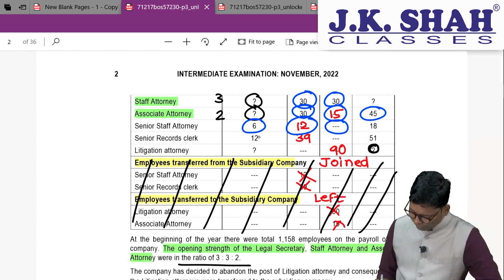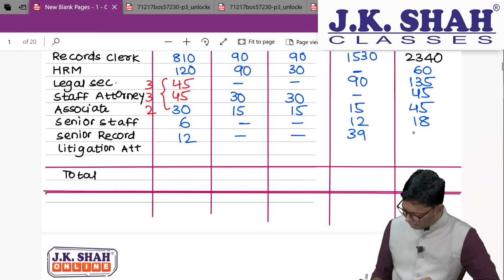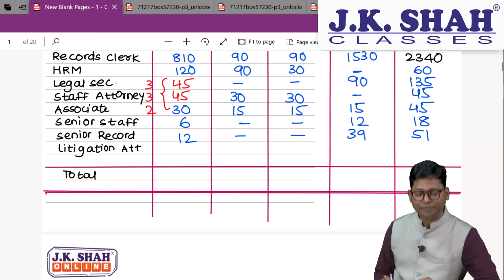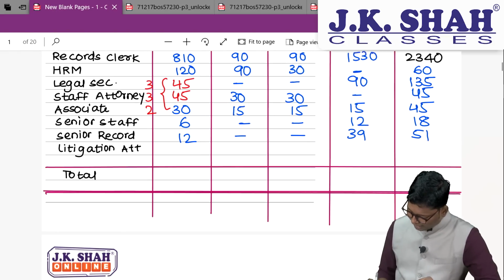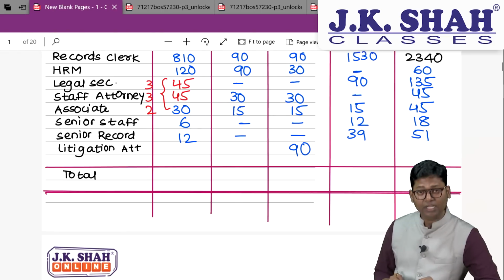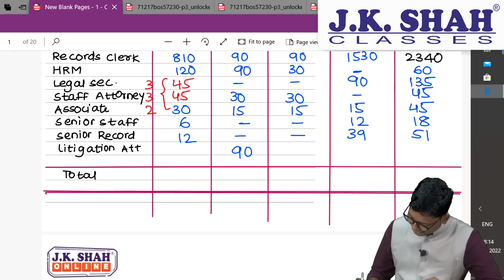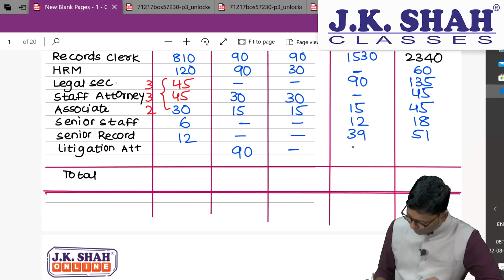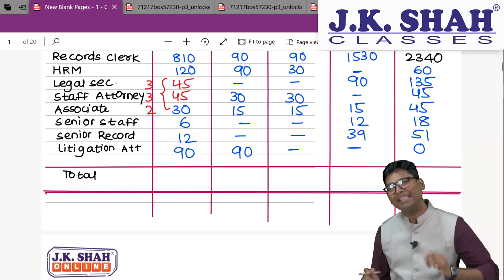Same is applicable for the next calculation. 12 in the beginning, nobody left, nobody replaced, 39 transferred from your subsidiary company, so there will be 51 employees at the end of the year. And litigation attorney: only 90 left is given, because this company has removed this particular post, that's why 90 left. If 90 left, that means nobody replaced, and no newcomers. There were 90 employees, and all 90 employees left.